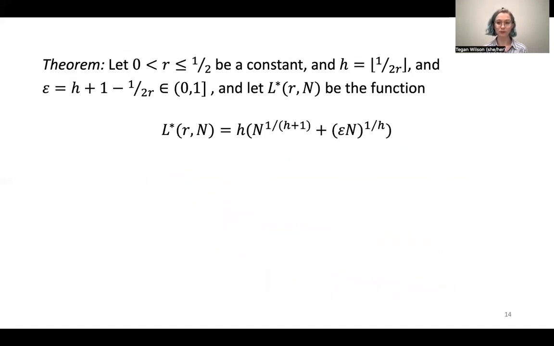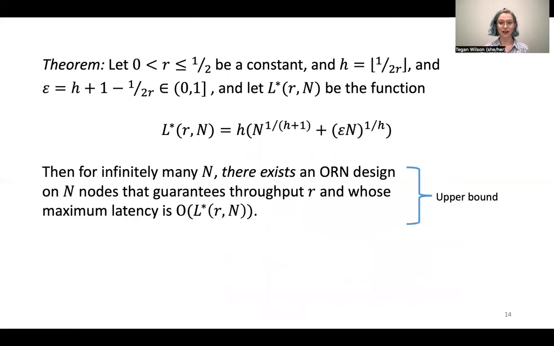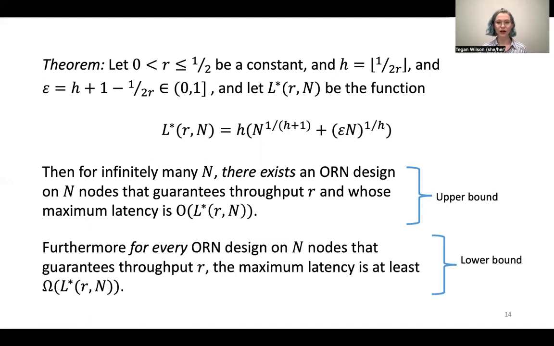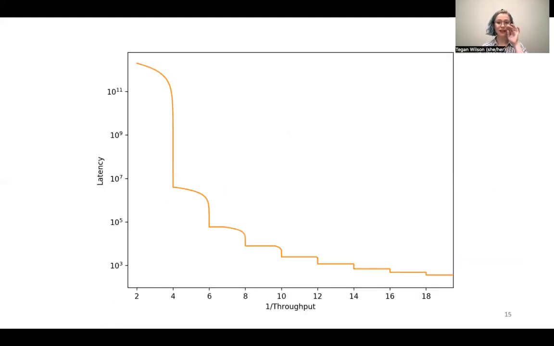Now that we understand h and epsilon, I can formally state this main theorem for you. If we let r be between 0 and 1/2, and let L star be this function dependent on h and epsilon, then for infinitely many n, there exists an ORN design on n nodes that guarantees throughput r and whose maximum latency is big O of L star. That's our upper bound. Additionally, for every ORN design on n nodes that guarantees throughput r, the maximum latency is at least big omega of L star. That's our lower bound. In our talk, I'm going to first be going through the upper bound, and then I'll tackle the lower bound.